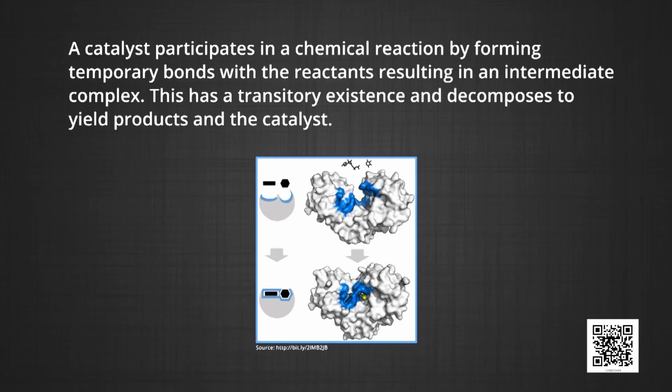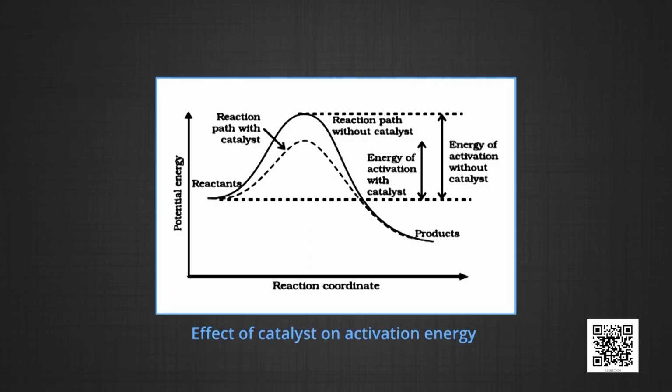The action of the catalyst can be explained by intermediate complex theory. According to this theory, a catalyst participates in a chemical reaction by forming temporary bonds with the reactants, resulting in an intermediate complex. This has a transitory existence and decomposes to yield products and the catalyst. As mentioned above, it is believed that the catalyst provides an alternate pathway or reaction mechanism by reducing the activation energy between the reactants and the products, hence lowering the potential energy barrier.